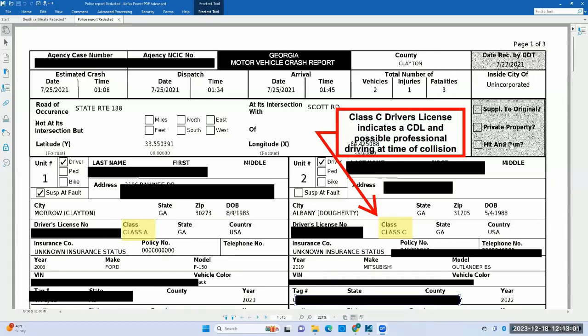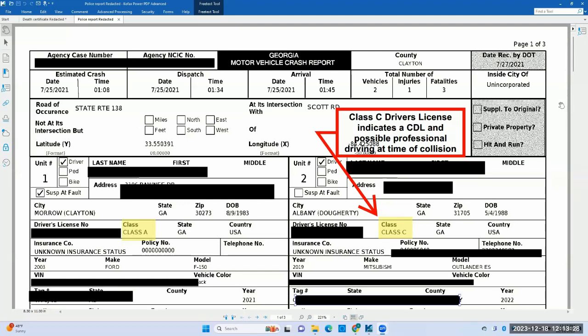Today we're going to show you a motor vehicle crash report, also called a police report, in the state of Georgia. We're going to go over some of the things that we look for, or things that you can look for within your own police report that will help you find out more information that's very important in a case that might be a personal injury case or a wrongful death case, things that we look for here at the firm.